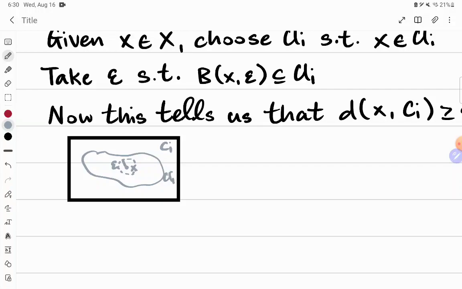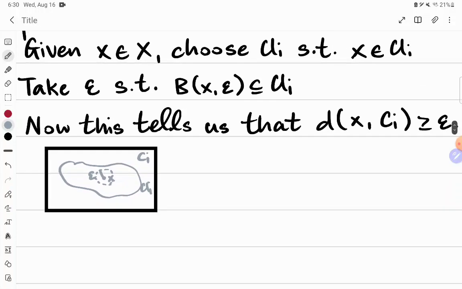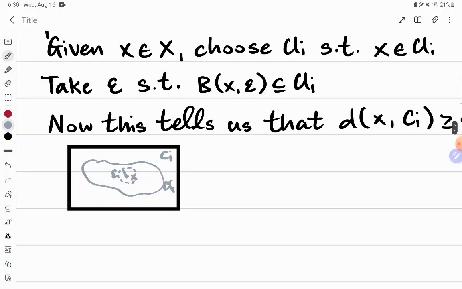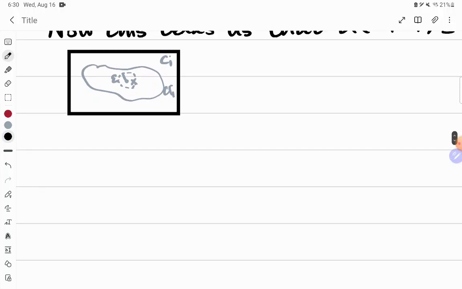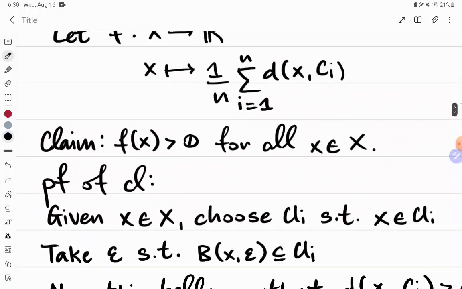And notice that the distance from this x to C_i has to be at least epsilon, right? The minimum distance from the C_i to x has to go through this open ball, and in doing so picks up an epsilon factor. It has to be epsilon plus possibly something more, epsilon alone if this open ball happens to touch any part of the U_i. Okay, so from this inequality and this visual, we can do some manipulation with the sum over here.